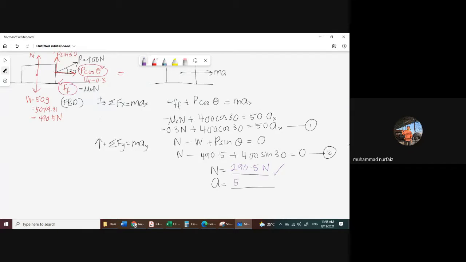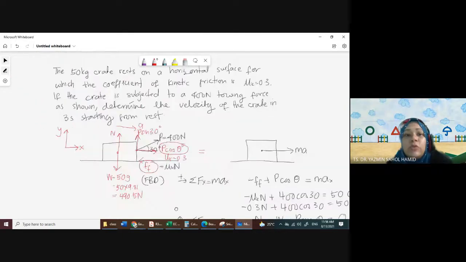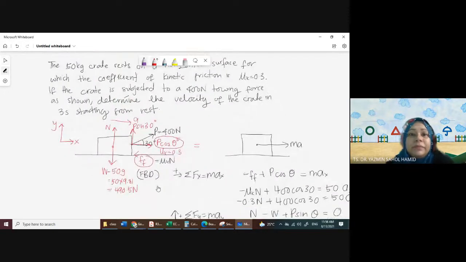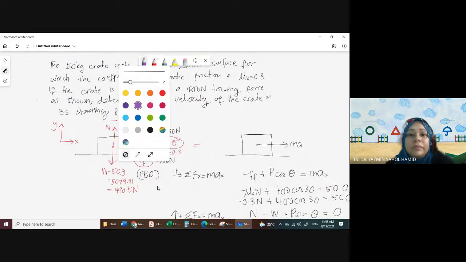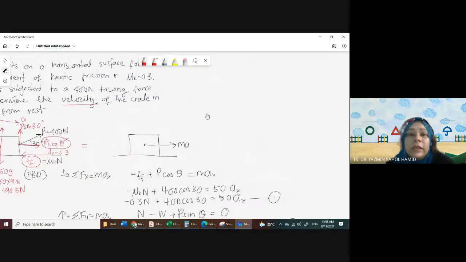5.19 meter per second square. Okay, now. That is the normal and acceleration. Now, question dia minta apa? Oh, kita got velocity. Okay. So, for the velocity, because bila acceleration adalah constant, you can use this formula.